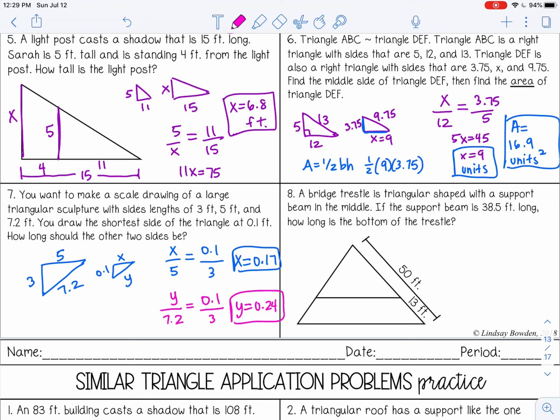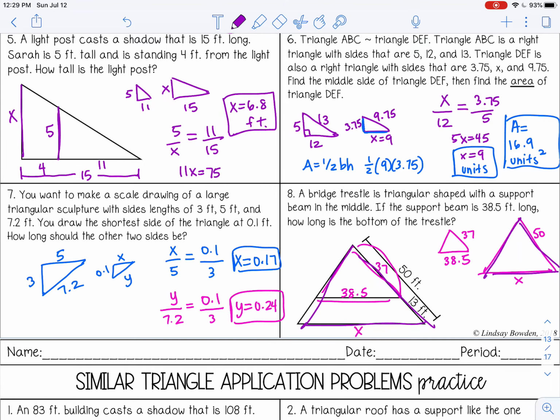All right, last example. A bridge trestle is triangular shaped with a support beam in the middle. If the support beam is 38.5 feet long, so that would go here. How long is the bottom? All right, so let's draw these separately. So I have the little triangle on top here. I need to find this piece here, so I can take 50 minus 13, and that gives me 37. So 37 and 38.5. And then for the big triangle, 50 and x. And here's the big triangle that I'm talking about, this whole thing.